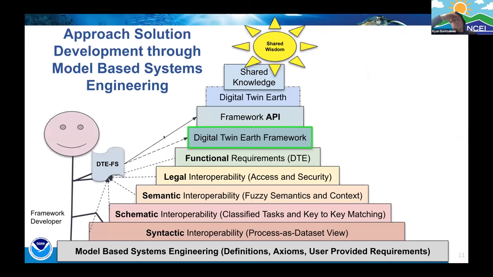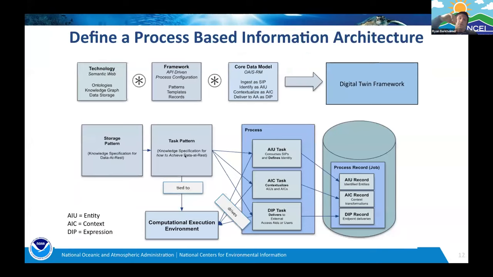Solution development should be approached through model-based systems engineering. We need traceability. And because of the communications framing, which Conway's law says, whatever we build will be mapped to the communications channels that we've established. We must map our architecture to how we actually want the system to evolve. So that's important. Also, we want to define a process information architecture, right? We want to take a process-data approach.